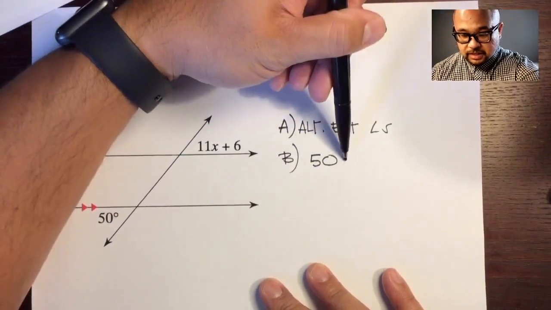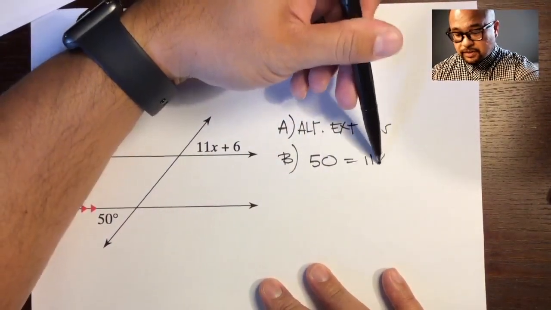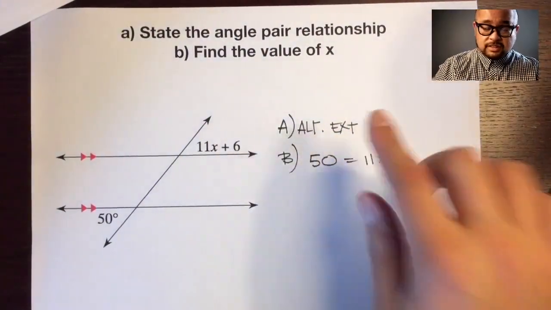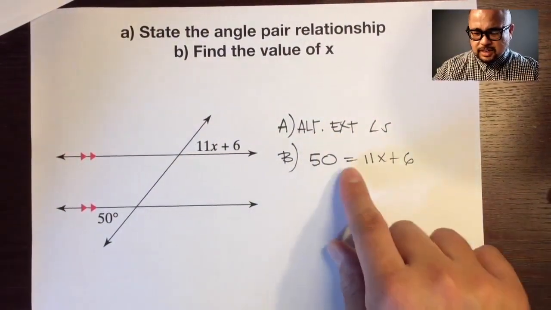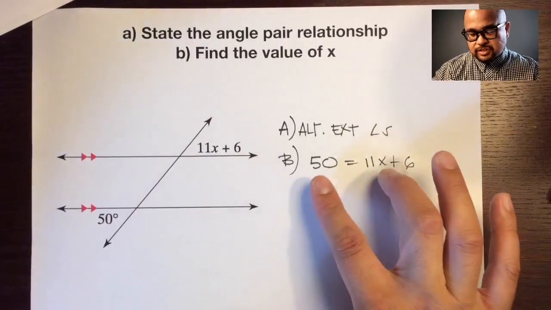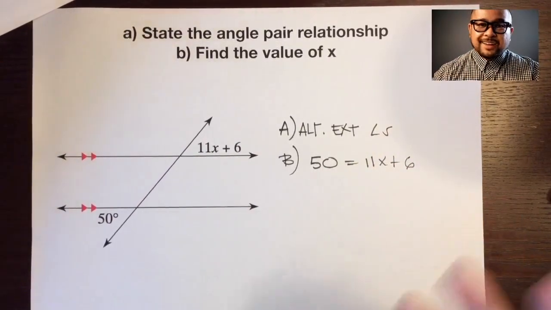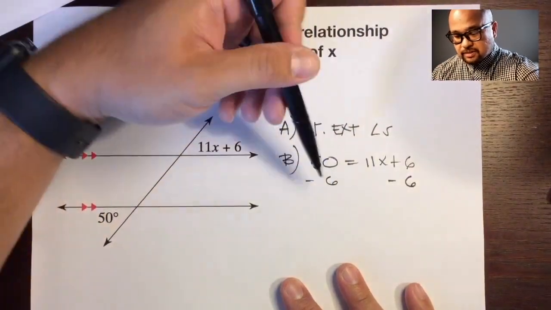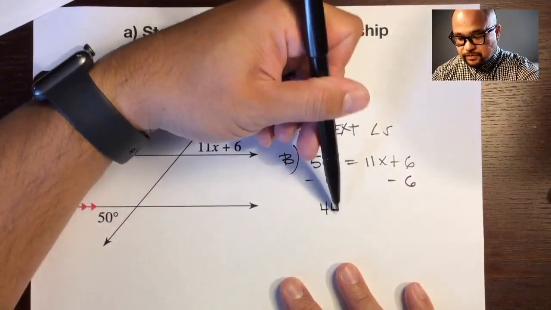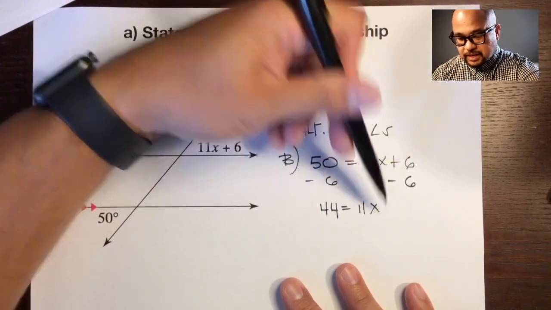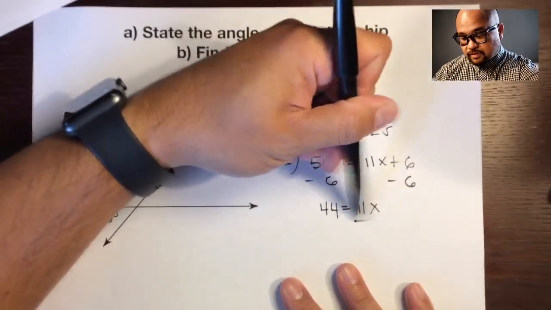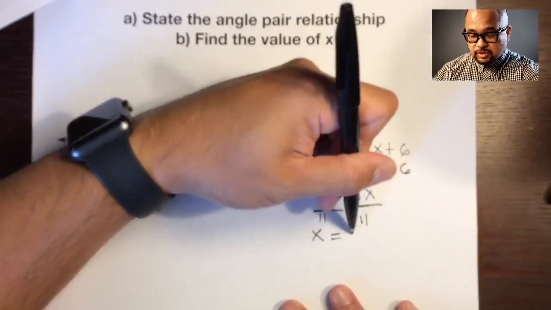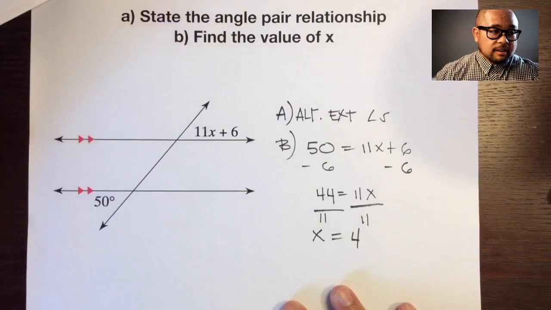50 is equal to 11x plus 6, because one of the 4 facts is that alternate exterior angles are congruent. So congruent means equal measures. So let's set these equal to each other and let's do some algebra. Let's subtract 6 from both sides. 50 minus 6 is 44, is equal to 11x. And the last step, we'll divide by 11 on both sides. So x is equal to 4.